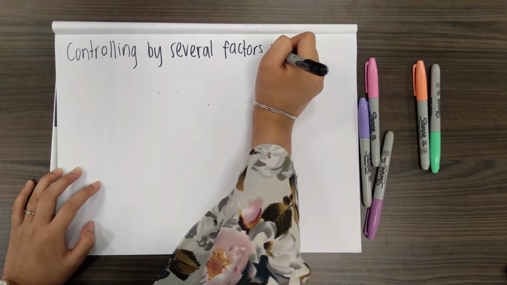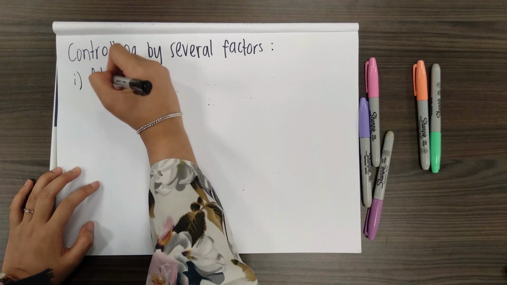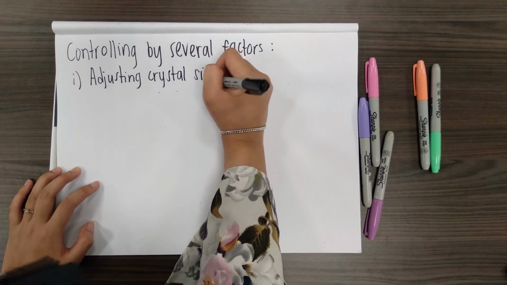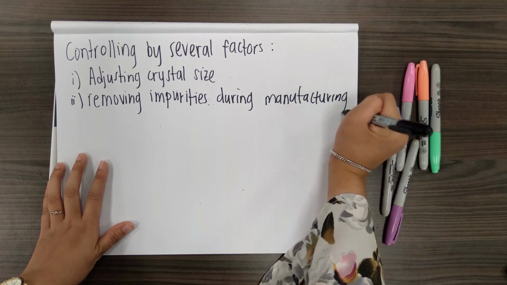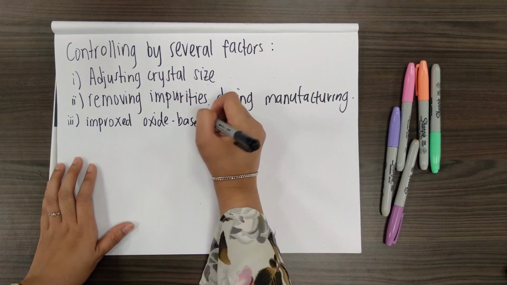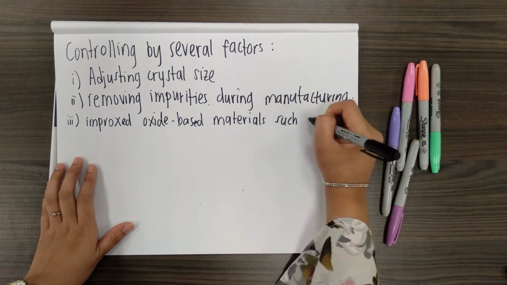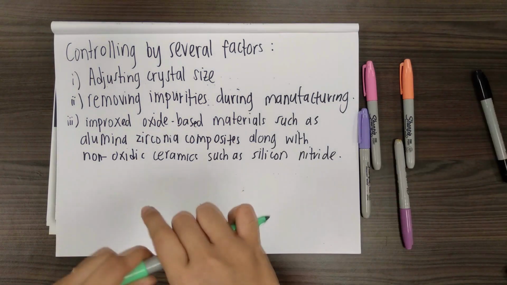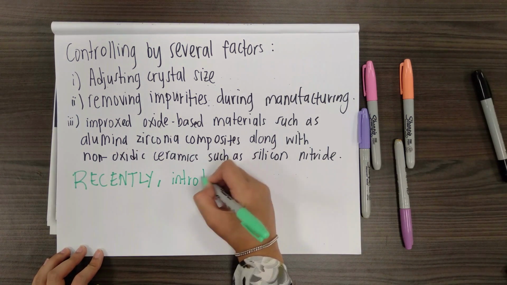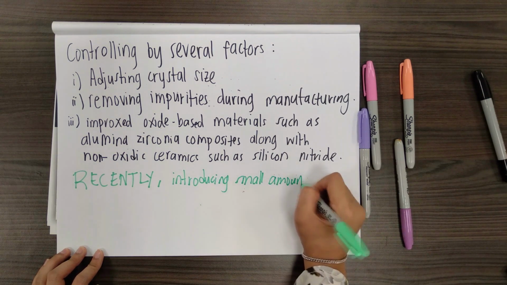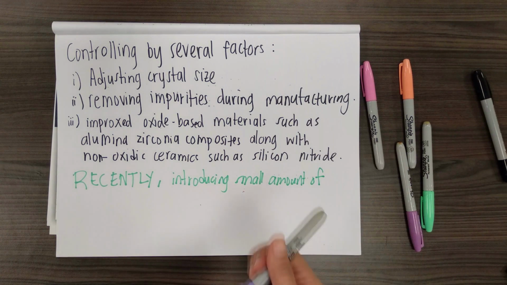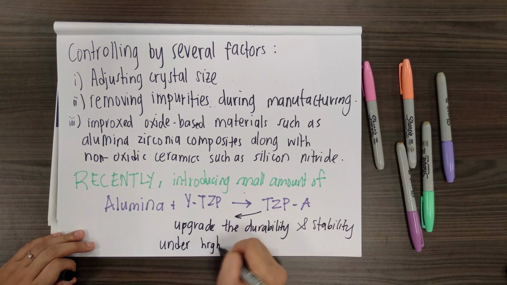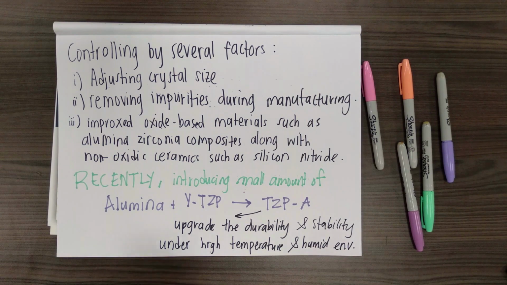So to control the aging phenomenon, several factors can be considered, from the obvious use of stabilizer to the modulation of residual stress, such as adjusting crystal size and removing impurities during manufacturing. Other than that, research is conducted to improve oxide-based materials such as alumina zirconia composite, along with non-oxidic ceramics such as silicon nitride. Recently, research introduced a small amount of alumina to Y-TZP, and the result is a ceramic block material known as TZPA, and the added traces of alumina upgrade the durability and stability under high temperature and humid environments.